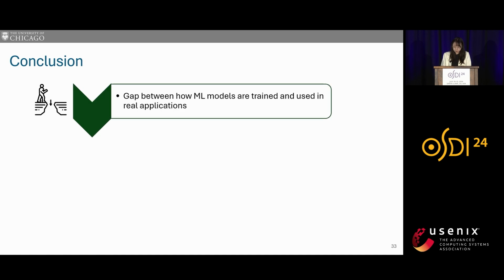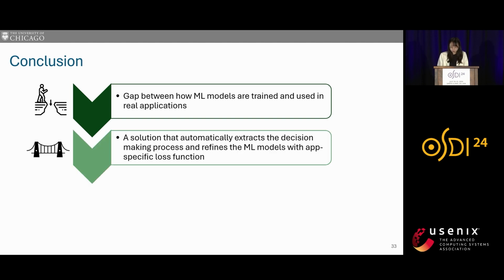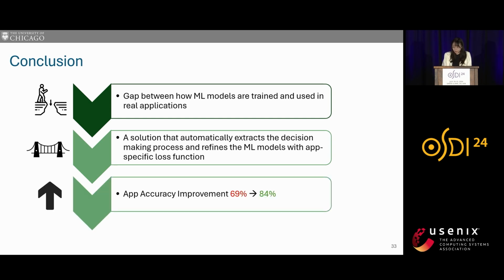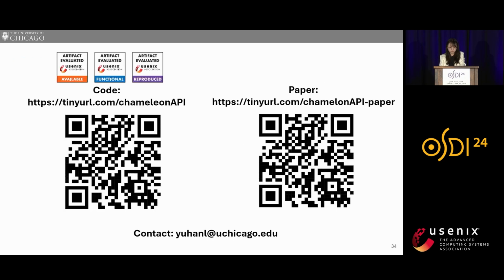To conclude this talk, we have seen that there is a gap between how ML models are trained and how they are used in applications. Then we talked about ChameleonAPI, which can automatically extract the decision-making summary of the applications and retrain the model with an application-specific loss function. At the end, we have seen how ChameleonAPI is able to greatly improve application accuracy from 69% to 84%. Feel free to check out our code and our paper online.